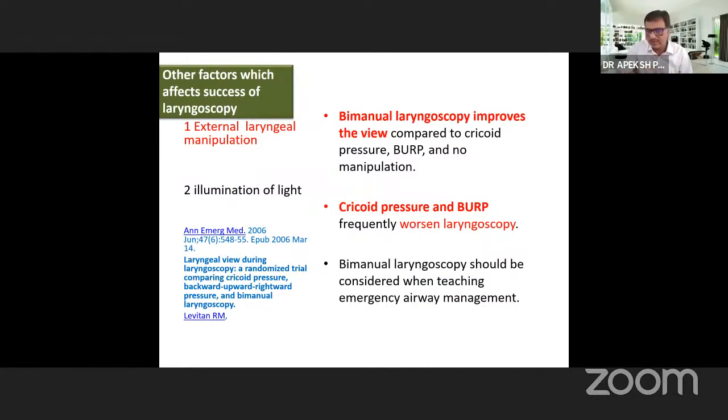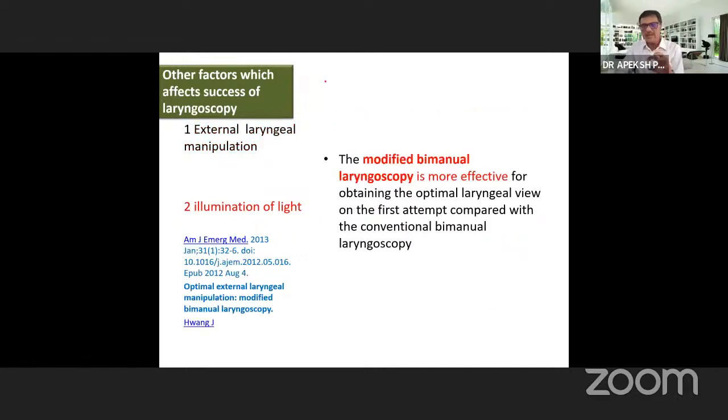What is external laryngeal manipulation? At a subconscious level, we are asking our assistant to press the thyroid cartilage to get the view. That is called bimanual laryngoscopy. There are a number of varieties of bimanual laryngoscopy, but modified bimanual laryngoscopy is more effective. In modified bimanual laryngoscopy, one person is doing the laryngoscopy, and that person is guiding the assistant's hand to compress the thyroid cartilage. That's called modified bimanual laryngoscopy.